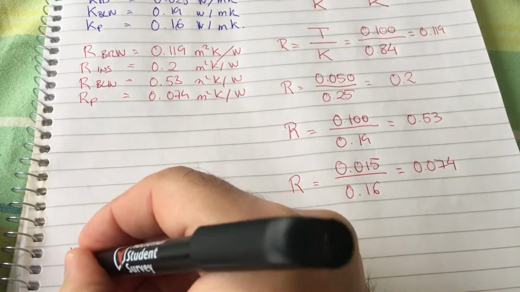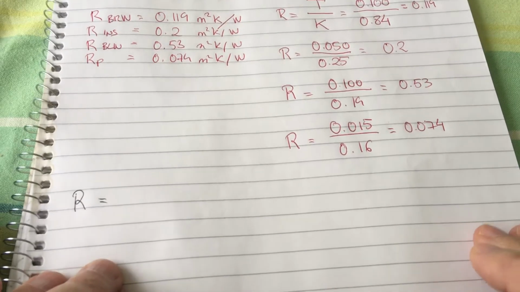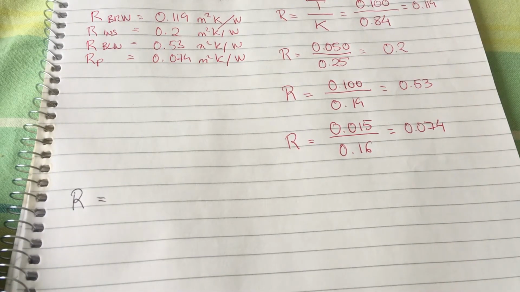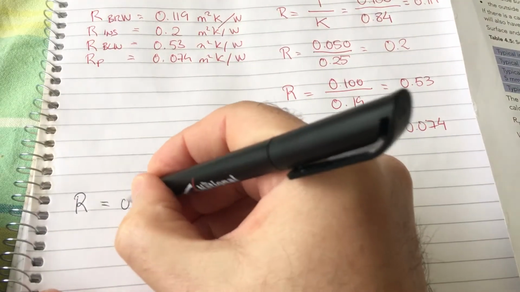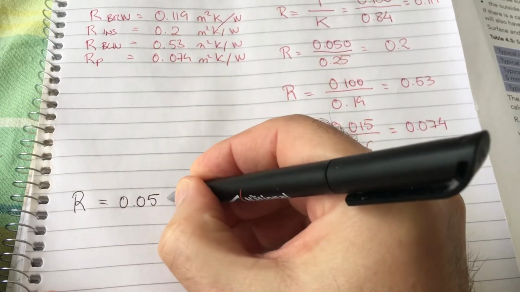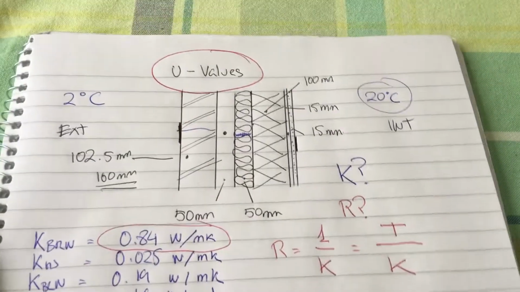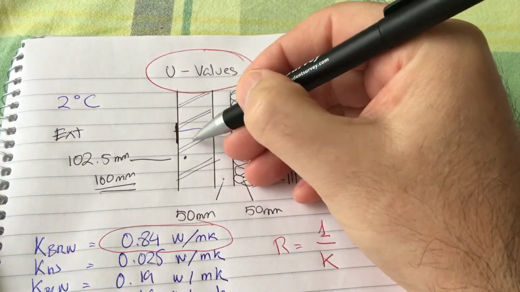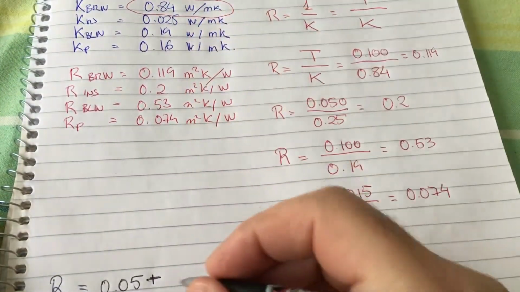I'm going to make a big R here. I'm going to start writing the resistances as they are. So I said first is the exterior surface resistance. The value is given to us, and I'm going to write it. 0.05 plus. We're going to now think of this next element, and that's the brick wall, and we have the resistance for brick wall here, and I'm going to write it here.